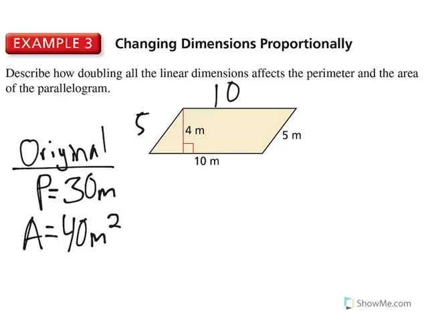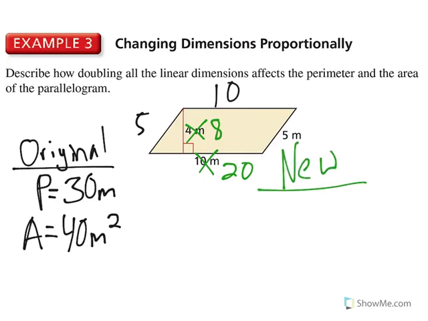So now we're going to change the dimensions. We're going to double those dimensions. So instead of this 10, this is now going to become 20, and instead of our 4, it's going to become 8. And to find our new shape's perimeter and area, we're actually going to apply what they told us in the previous concepts.